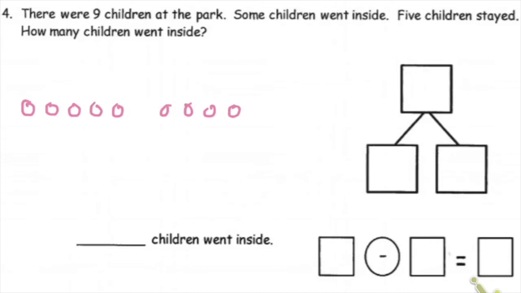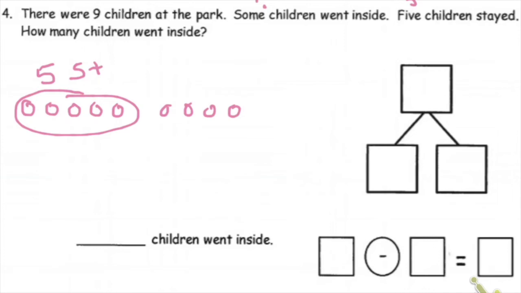The next sentence says some children went inside. Ooh, we don't know what some is. They didn't give us a part there, so we can't really do anything with that. So let's move on to the next sentence. The next sentence says 5 children stayed. Ooh, we have a number here. We have that number word for 5. So let's circle that part that we know. 5 children stayed, and we're going to just label that as 5 children that stayed. Then our question says, how many children went inside?